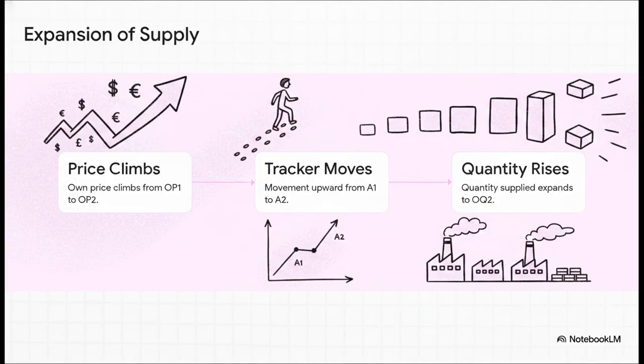Let's trace what happens when the market price climbs higher. Because the price goes up, the producer is suddenly super motivated by higher profit margins to produce more, right? So our tracker just moves upward along that exact same track, expanding the quantity supplied outward. We call this an expansion of supply. Notice that the curve itself didn't move a single inch. We literally just slid further up the track.